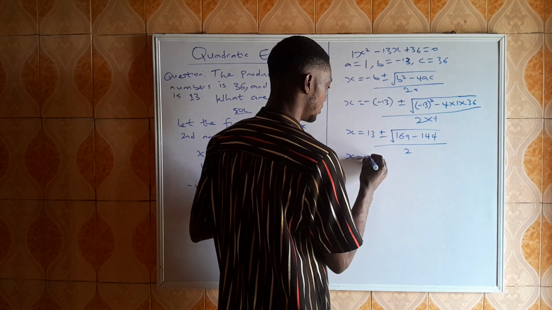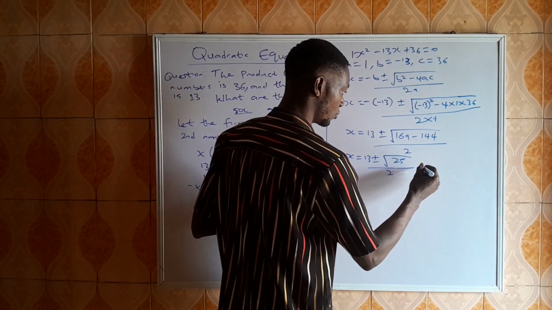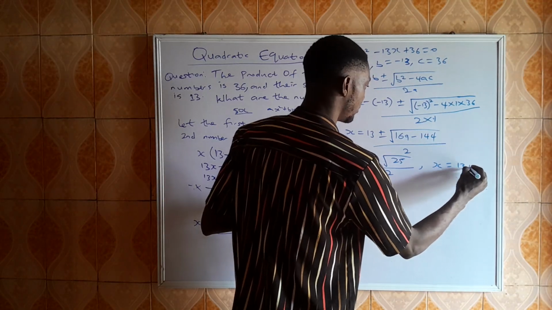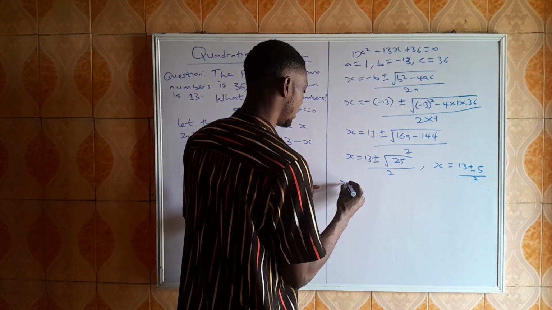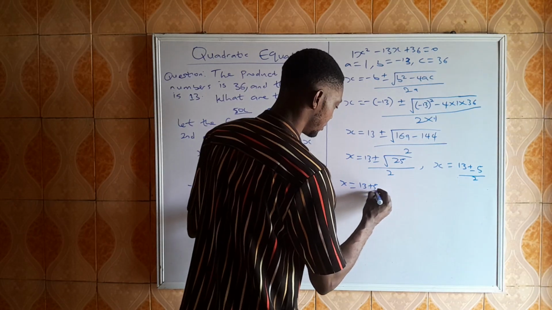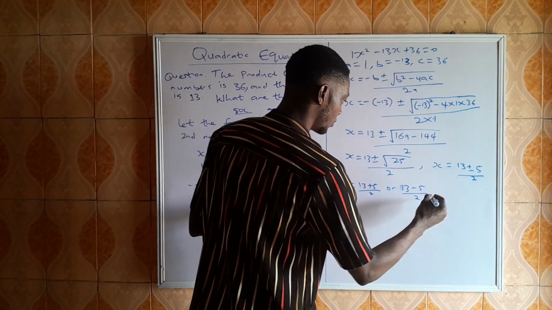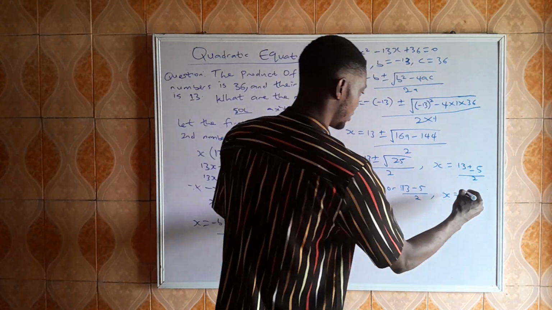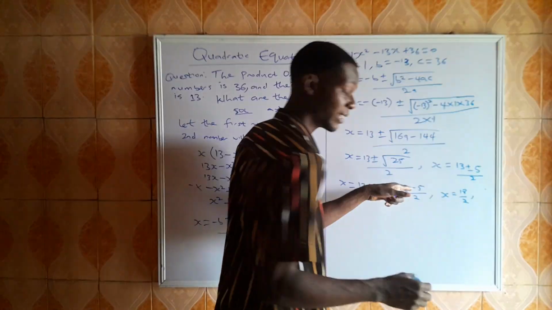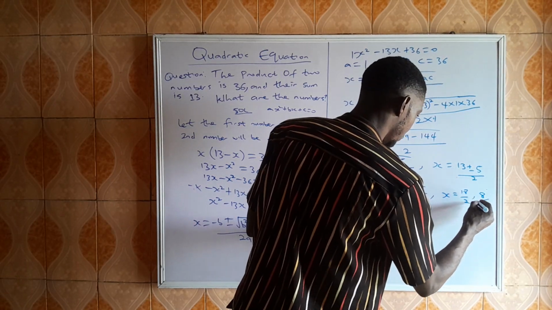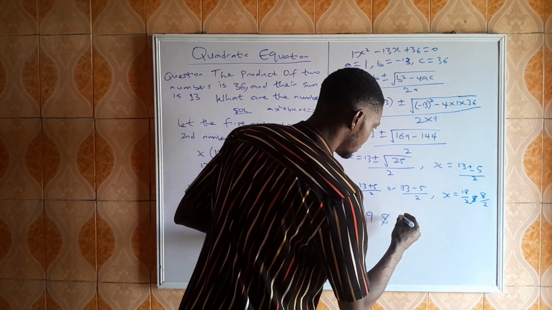From there, s is 13 plus or minus the square root of 169 minus 144, which gives 25, divided by 2. The square root of 25 is 5, so s is 13 plus or minus 5, divided by 2. Either s is 13 plus 5 divided by 2, or s is 13 minus 5 divided by 2. 13 plus 5 is 18, divided by 2. Or 13 minus 5 gives 8, divided by 2. So s is 9 and 4.